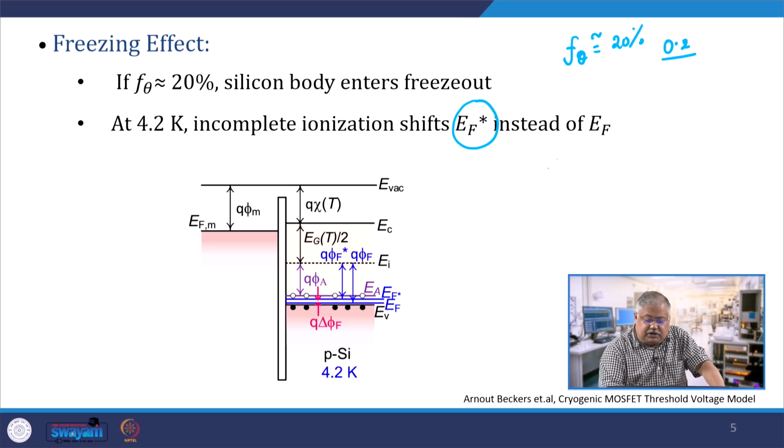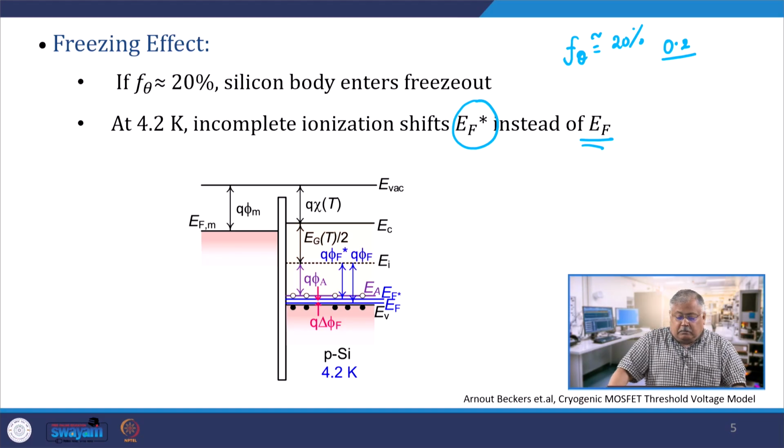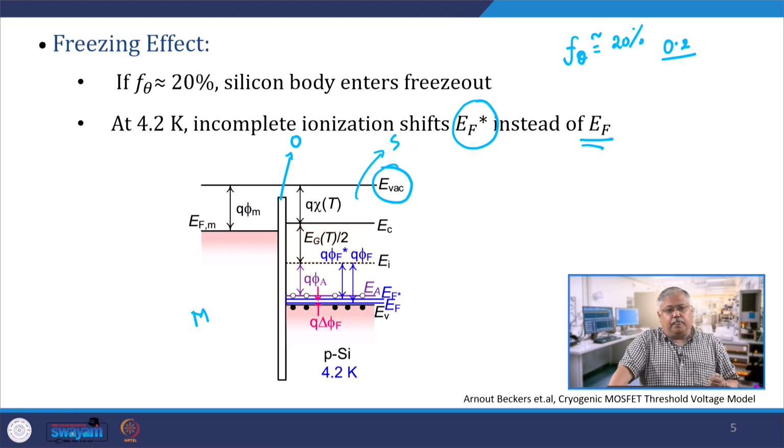Now, at 4.2 Kelvin or near 0 Kelvin, because of incomplete ionization, the effective Fermi level, referred to as EF star, shifts to EF star instead of EF. So, let me show you what I was talking about. The same graph I had shown you in the previous lecture. If you look at this graph, on the left hand side is metal, this is your oxide and this is your semiconductor. I have an energy level of the vacuum which is constant across metal, oxide as well as semiconductor, for reasons well known to you.